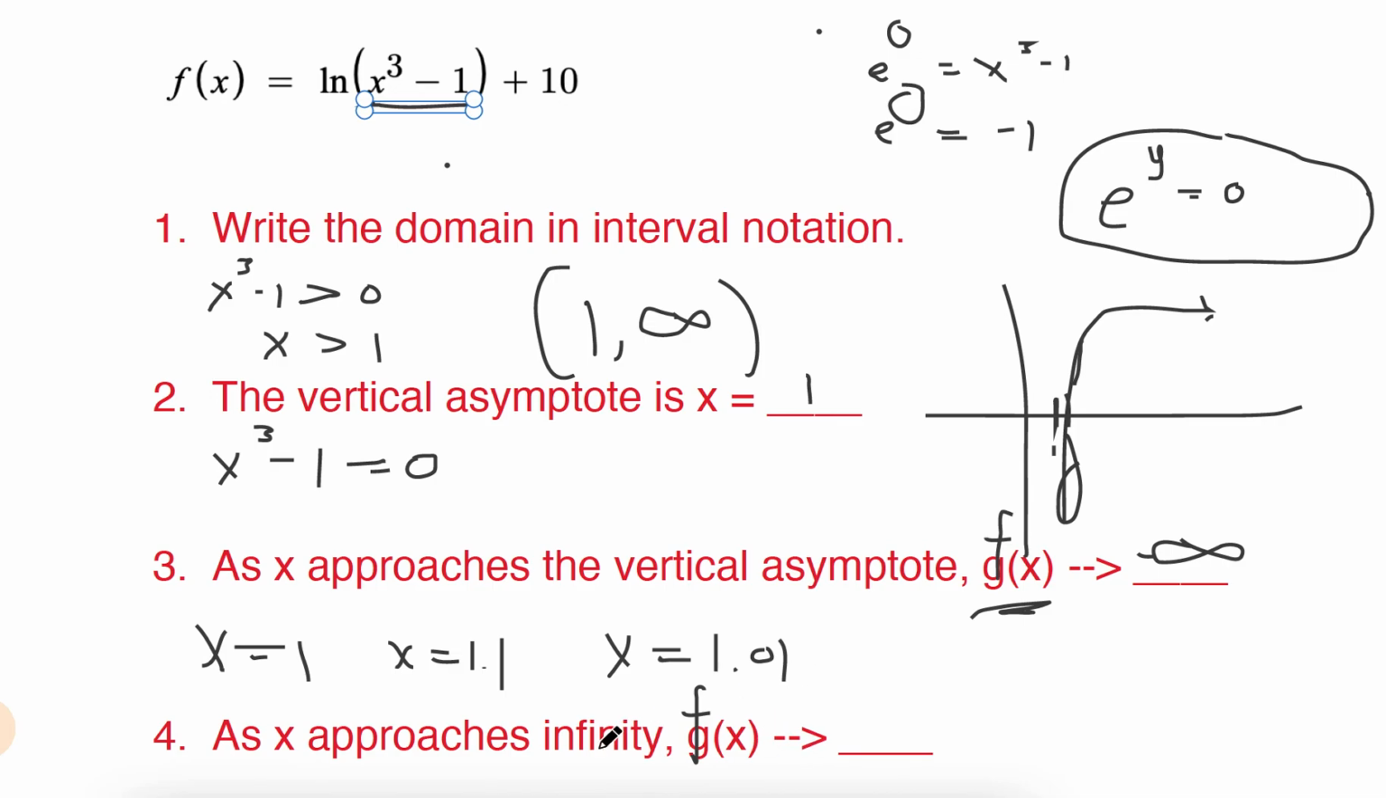Then they ask, what happens to the y values as x approaches positive infinity? If you look at this graph, it looks like it levels off, but something we study with logarithms is that they never stop increasing. As x goes to positive infinity, it slows its rate of increase, but it never stops increasing. The y values keep going up. So as x approaches infinity, the y values do go to positive infinity.